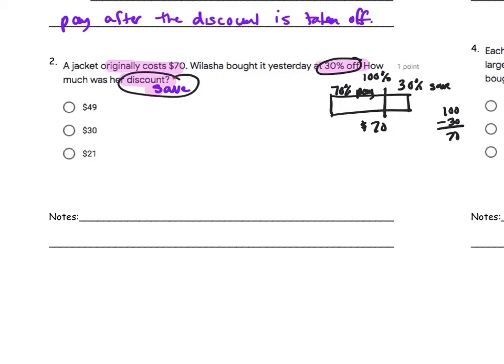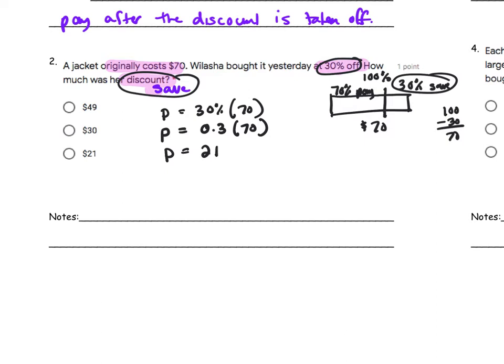Well, they've asked us how much she's going to save. So we want to use 30% in our equation. We would write part equals 30% times the money, which is 70. Then we divide 30 by 100 to get 0.3, or we scoop the decimal twice and take 0.3 times 70, and that would be 21. So since we want to know the save amount and we use the save percent, we found the answer.